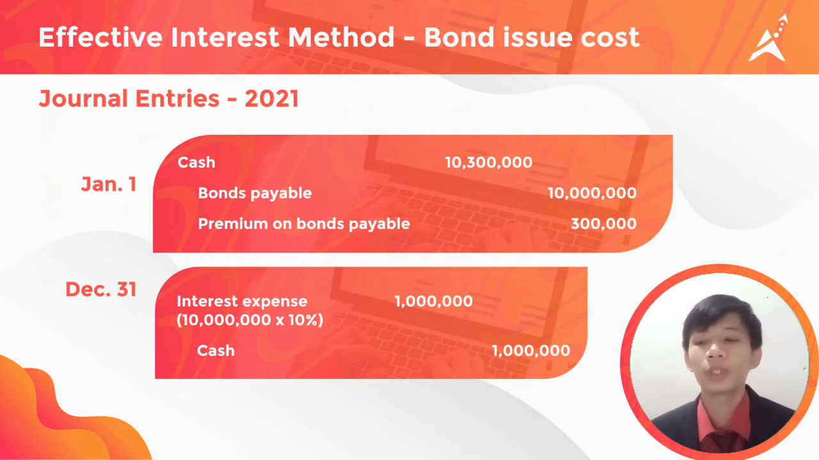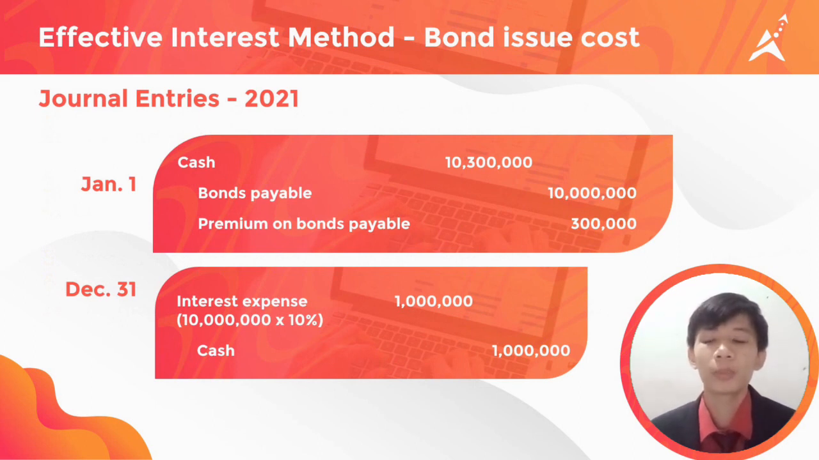The journal entry for January 1 to record the issuance of bonds payable: we debit cash 10,300,000, credit bonds payable 10 million, then credit premium on bonds payable 300,000. As stated previously, under the effective interest method, the bond issue cost is netted against the premium on bonds payable. We got the value of 300,000 by subtracting the 200,000 bond issue cost from the original premium on bonds payable of 500,000.